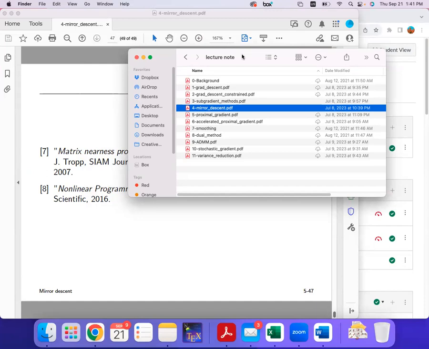Starting from next time, we will talk about proximal gradient methods. This one will further generalize the projected gradient method.